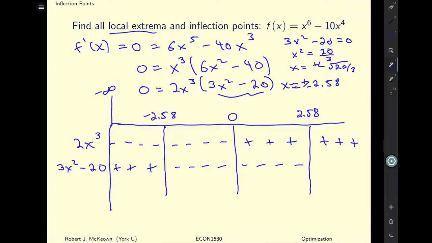And then again over here, when x is equal to 2.58, I plug that into here, I get 0. But if I get, say, 3, if I plug 3 into there, then I'm going to get a positive number.